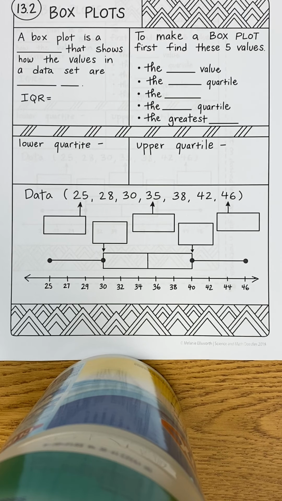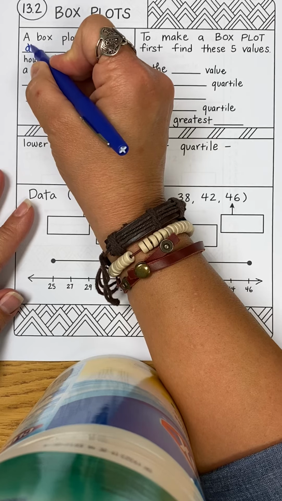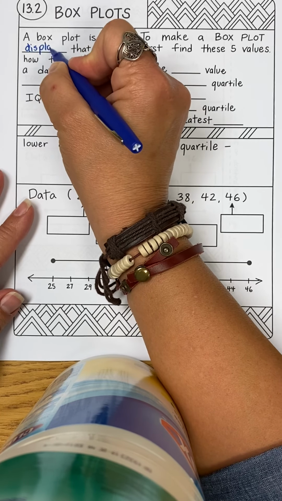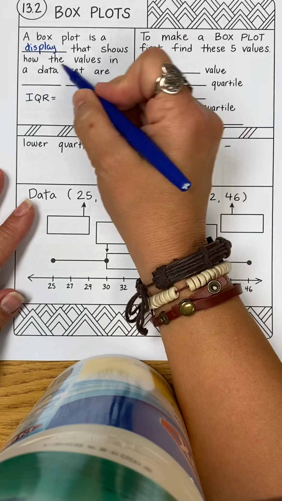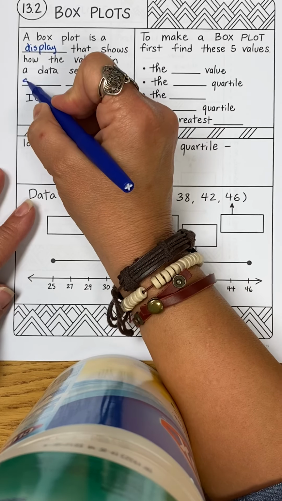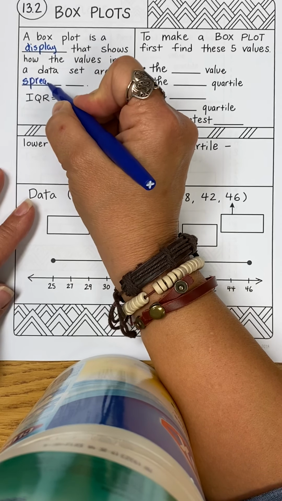So now we're moving on to box plots. Box plots are a little bit different. And I think you've experienced a little bit of these in 5th grade, but we're really going to get into them and really work with them. So we're going to start off with understanding, first off, what is a box plot? So a box plot is a display that shows how the values in a data set are spread out.